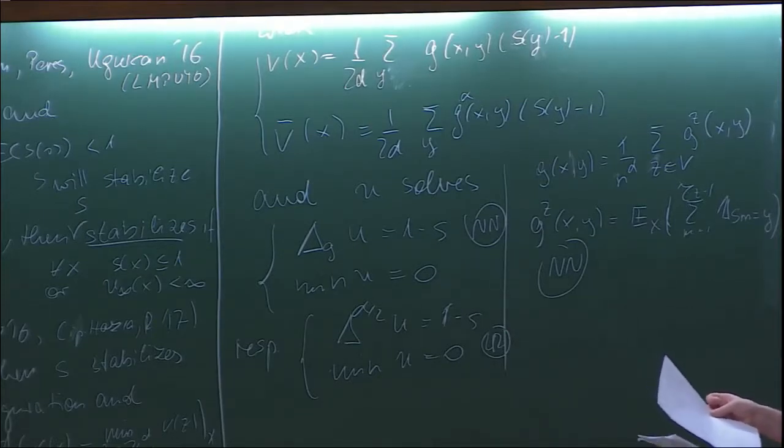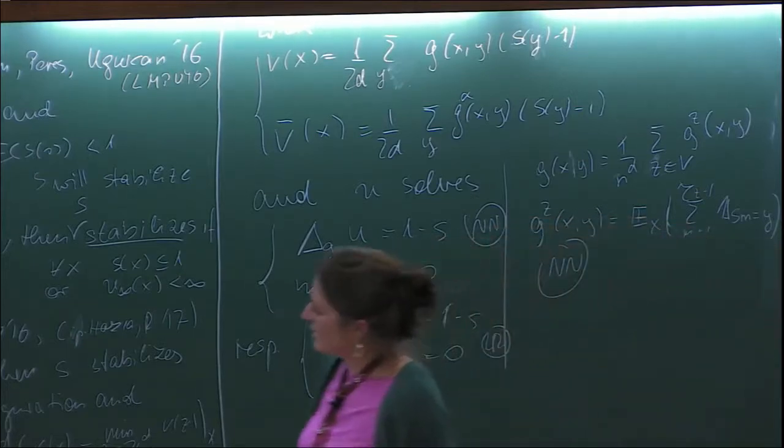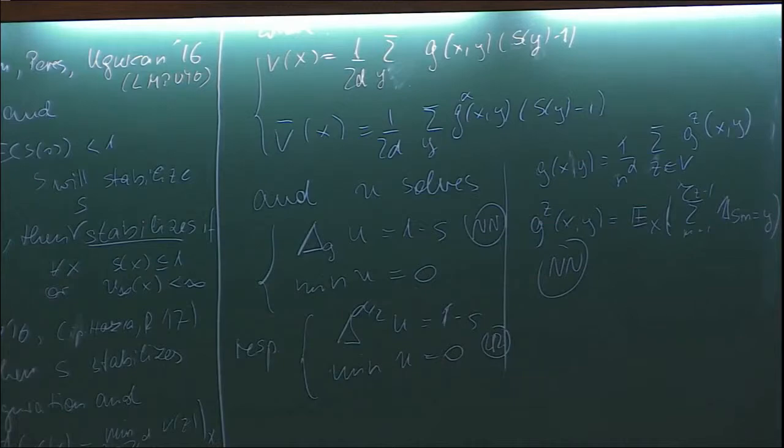So this is the discrete distribution. Let us look now at some heuristics and try to answer question two, or try to guess question three, sorry. So what about the scaling?